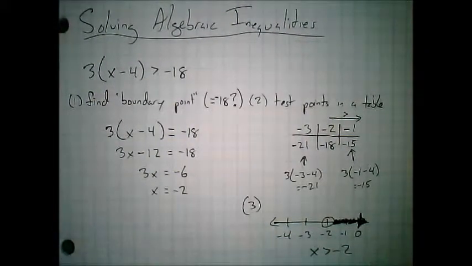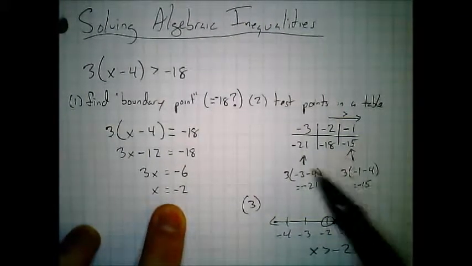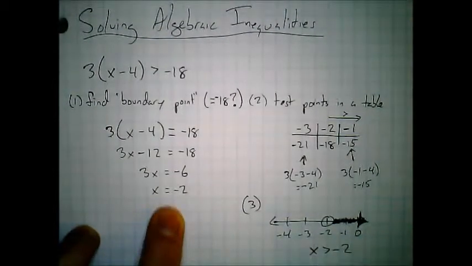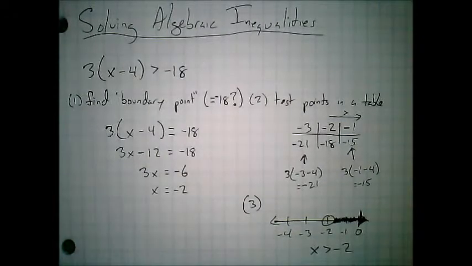Now, if you look at these steps, it's really not that much, especially when you organize it so neatly. We solve our equation to find our boundary point, which we should be good at doing at this point in the year. We make a quick table. Again, this is something we should be good at doing at this point in the year. The only thing that's new is analyzing the table, figuring out what we want, and putting it on a number line and as an inequality.